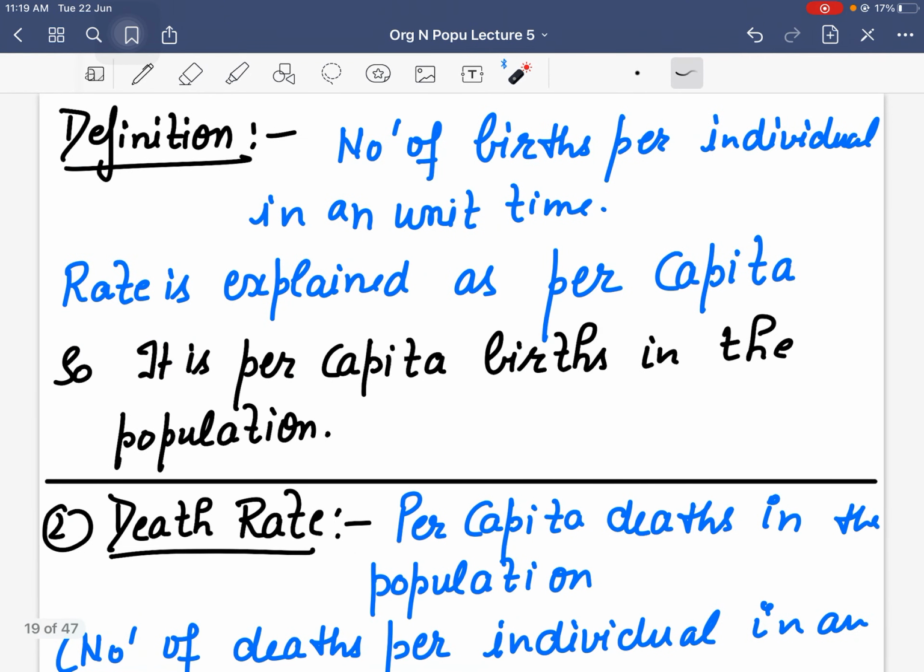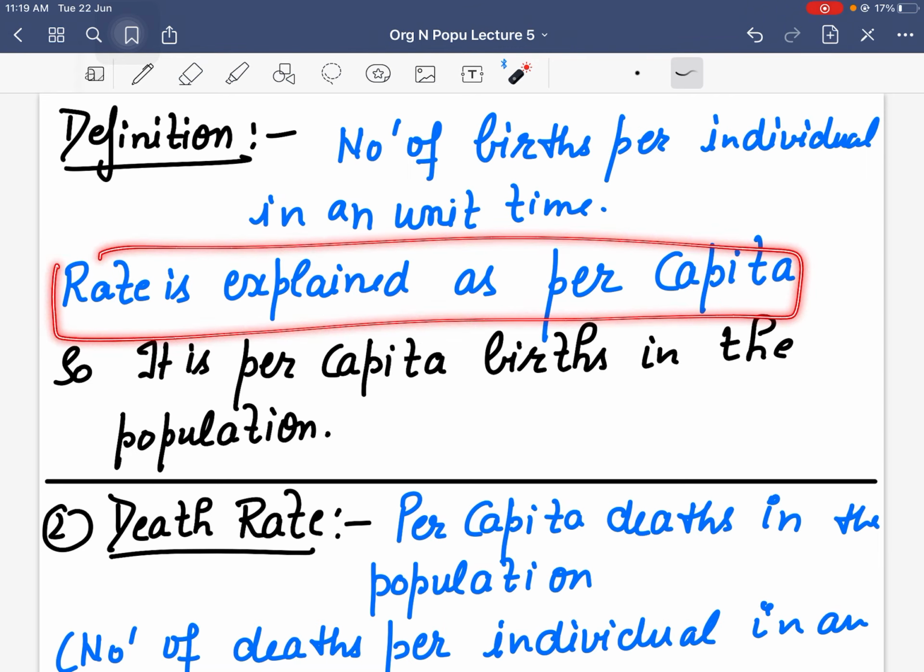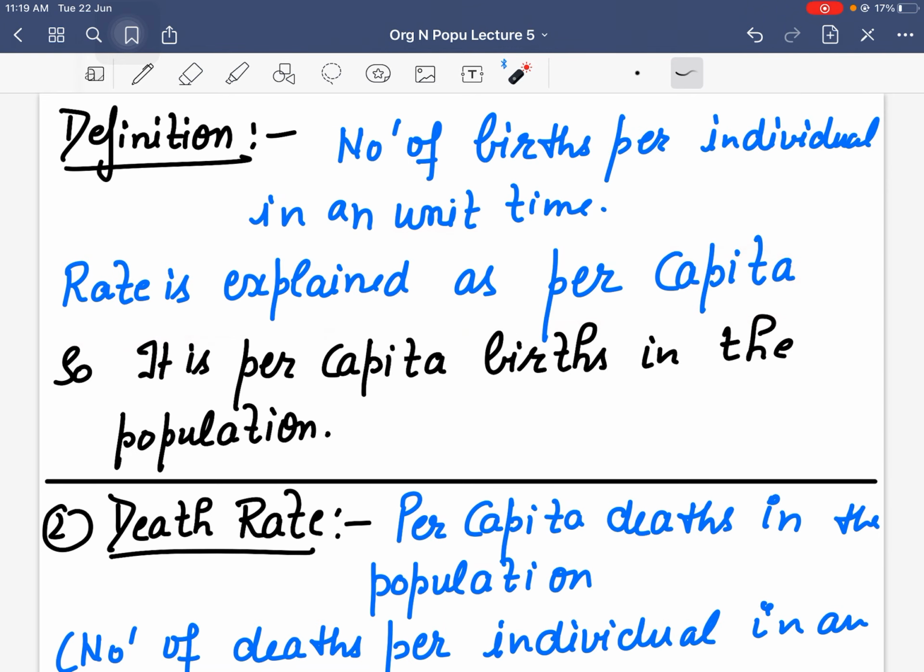Now, the number of births per individual in a unit time is known as your birth rate. And rate is always explained as per capita. So it is per capita births in the population. That can be the second definition. Either you can write down the number of births per individual in a particular area or in a particular time, or you can say per capita births in the population.